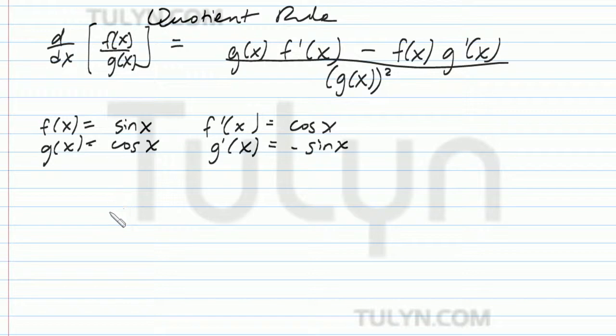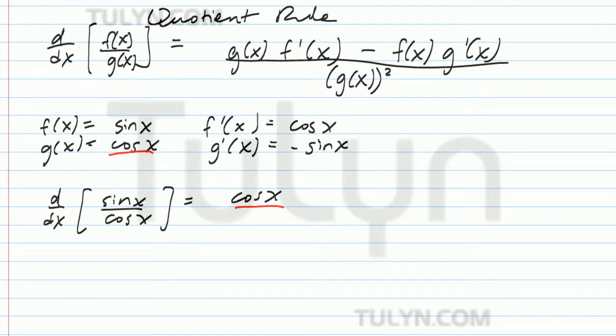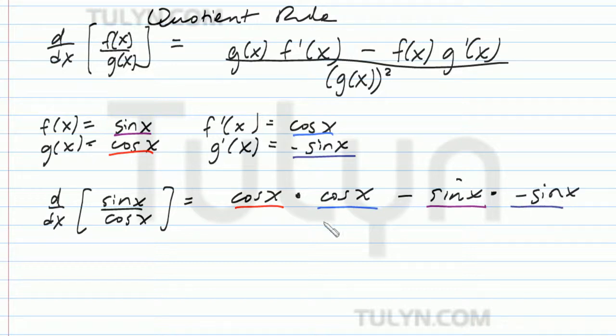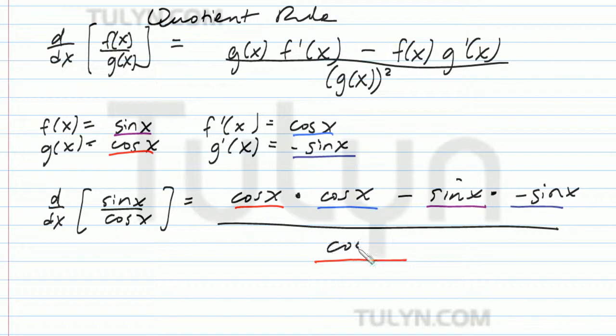And so, applying the quotient rule, the derivative with respect to x of sine x divided by cosine x is equal to g of x, which is cosine x, times f prime of x, which is cosine x, and then minus f of x, which is equal to sine of x, times g prime of x, which is negative sine x, all over g of x squared, and g of x is cosine x, so cosine x squared.